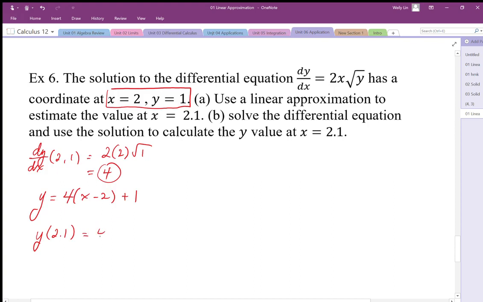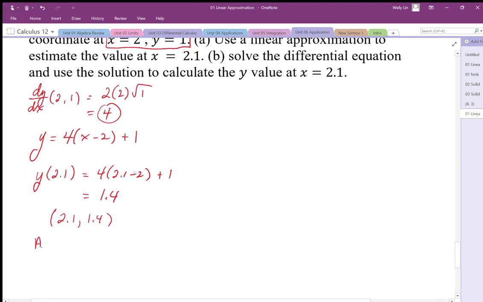Okay, so I'm going to end up with, okay, this is going to be equal to, looks like it's going to be plus 1. So the y coordinate looks like it's going to be 1.4. Okay, so that is the estimated value at x equals 2.1. So the coordinate that we're saying is that at 2.1, y is approximately 1.4. Okay, so this is our approximation. I better make sure that's clear. This is our approximation.